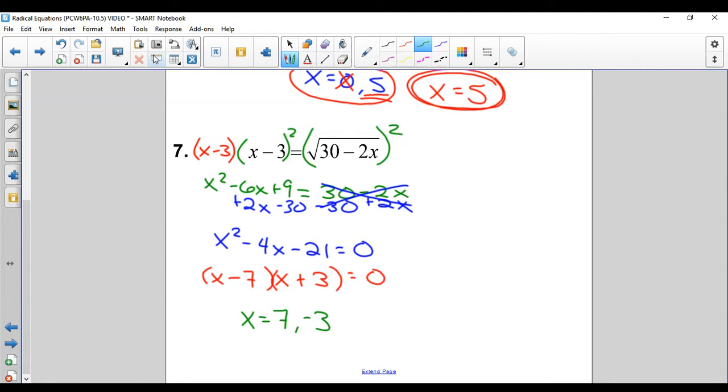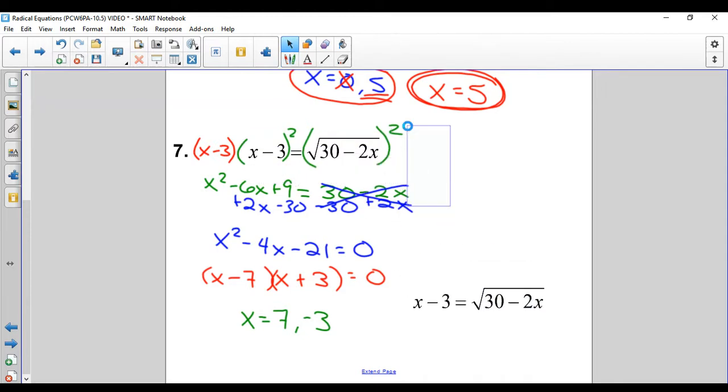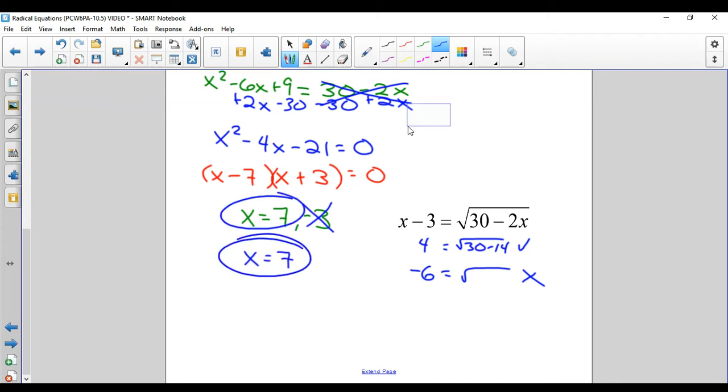We double check our answer here. I'll throw it down here for me. We double check. 7 minus 3 is 4. 30 minus 14, we're okay there. Plug in negative 3 though, we get negative 3 minus 3 is negative 6. This right here, I don't even need to care about what's underneath the radical. That tells me I can't have that answer. Negative 3 does not work. X equals 7 is the only one that works in this case.